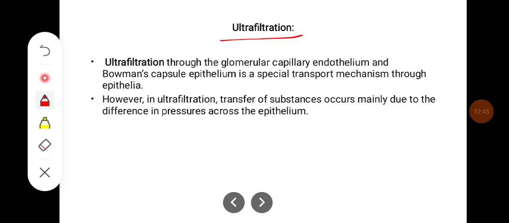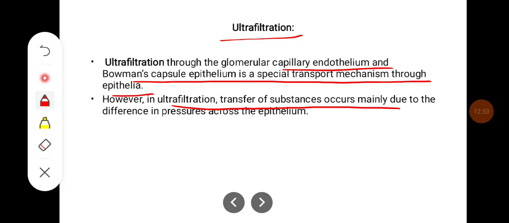Ultrafiltration through the glomerular capillary endothelium and Bowman's capsule epithelium is a special transport mechanism through epithelia. However, in ultrafiltration, transport of substances occurs mainly due to the difference in the pressures across the epithelium. So, this is in brief about the transport across the cell membrane by vesicular transport. Thank you.